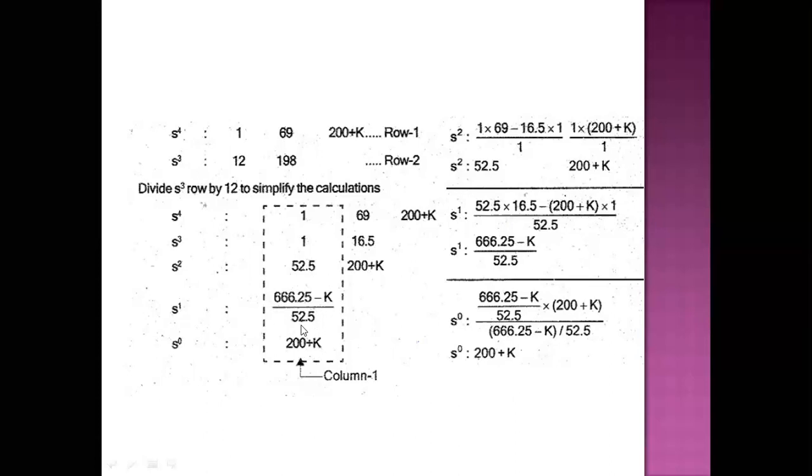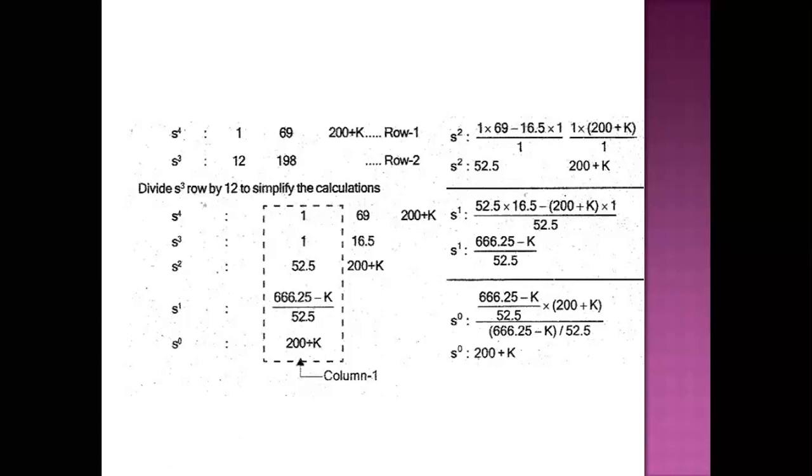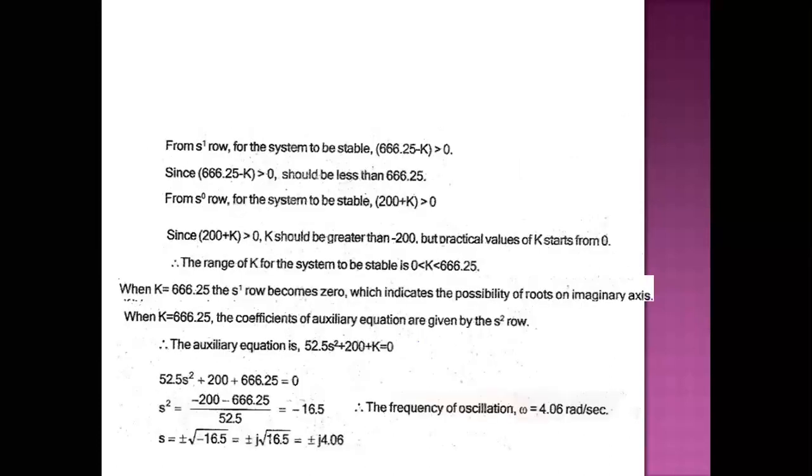So you apply the stability condition. Okay. So (666.25 minus k) divided by 52.5 should be greater than 0. Applying this condition, you will get 666.25 minus k greater than 0. So from this you can find that k should be less than 666.25, for which the system will be stable.